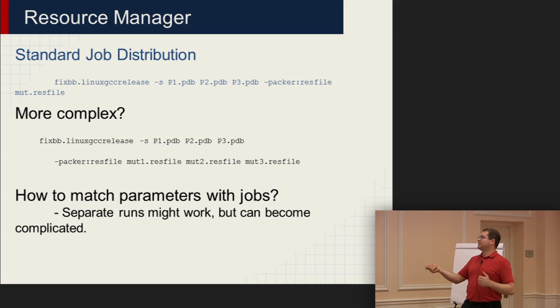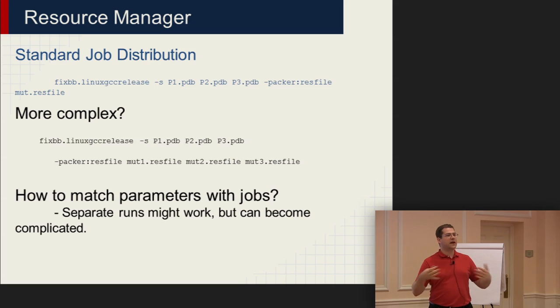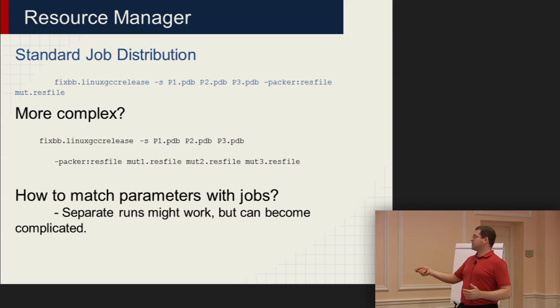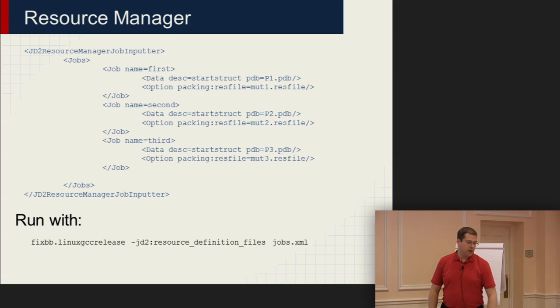We could potentially split this up into multiple runs: one run for PDB1 and then a completely separate command for PDB2. But sometimes that might not work properly. So is there a way we can get Rosetta, in a single run, to match up these different files with the appropriate input structures? The way we do that is the resource manager.